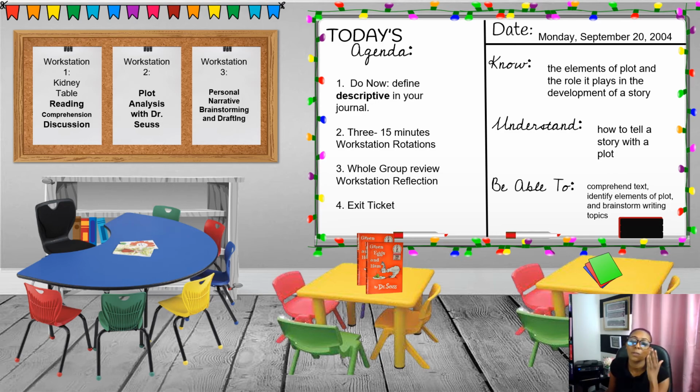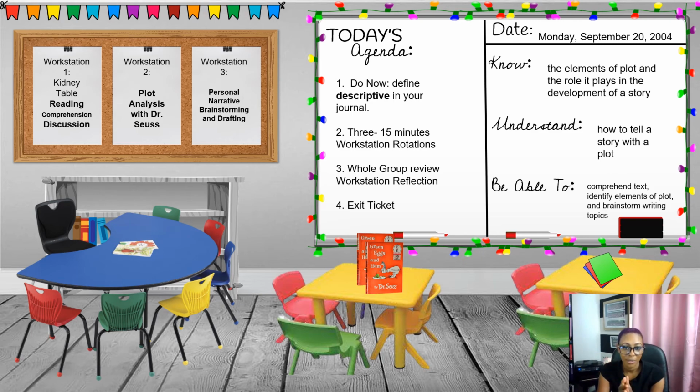So for example, if you look over to the right, you see the board, and then look to the left of your screen, where you see workstation 1, 2, and 3. That blue kidney table is workstation 1. If they click on the books in the center, they'll see reading comprehension questions that you might go over or that they can go over together.